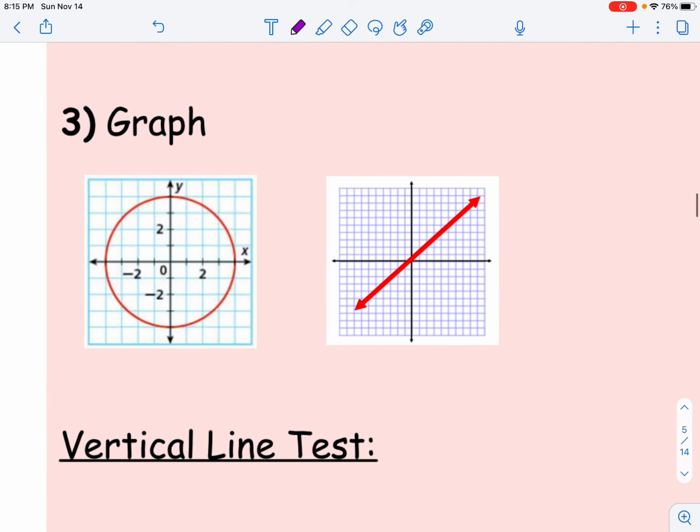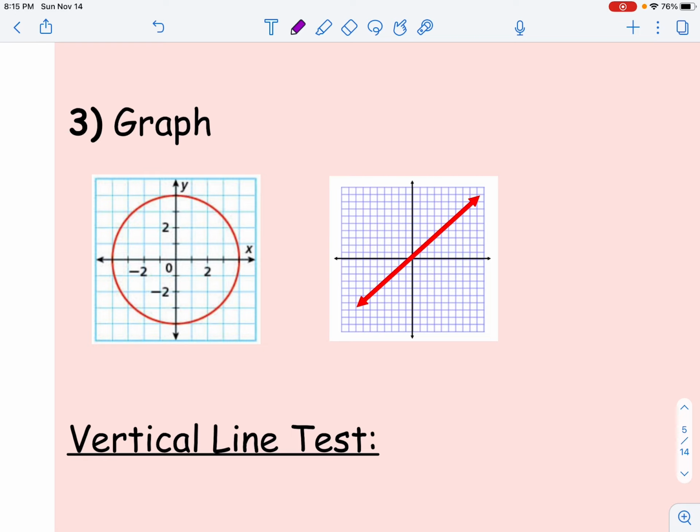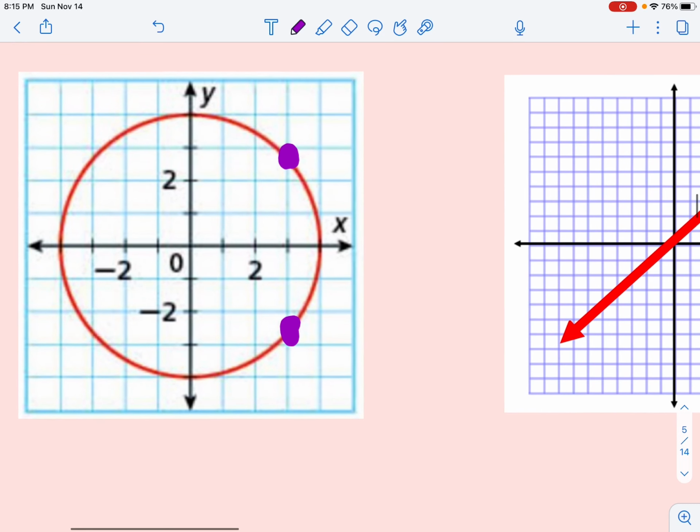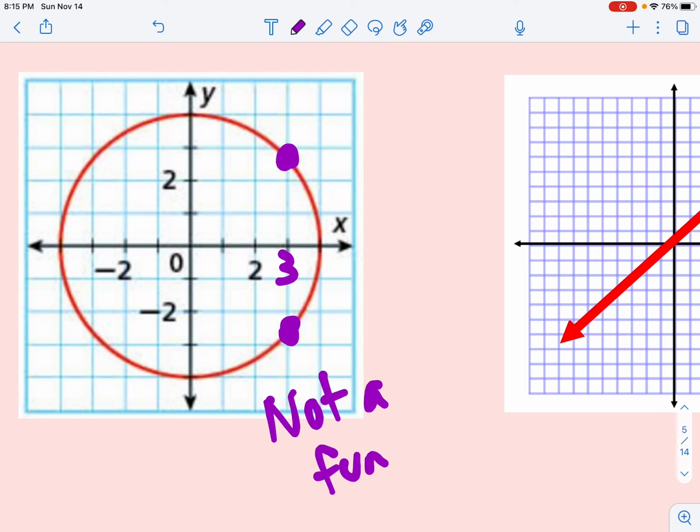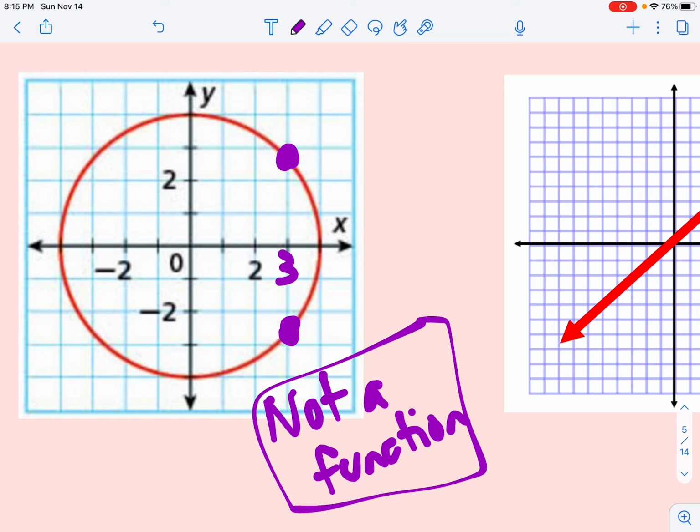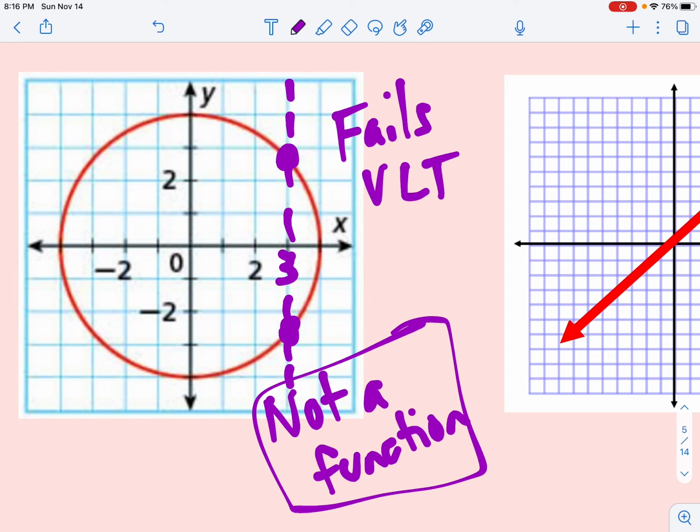Number 3, if you look at these graphs, the x values do actually repeat. Because if you look at this point and this point right here, see how the x value 3 is actually happening twice, because there's points on the line where it has the same x value. This is not a function. And this is actually called the vertical line test. If you draw a vertical line and it hits more than one point, then it fails the vertical line test. Fails the VLT. So it's not a function.